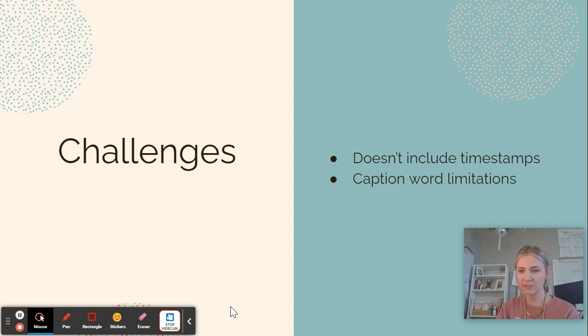Okay, some challenges to include about ClassPoint. It doesn't include timestamps. So if a student goes back in and answers questions at a date that you don't want them to do it, it won't give you that proof of the timestamp. And then caption word limitations. So if you want to include a caption, you cannot make it as wordy as you want. It has to fit in a limited amount of characters.